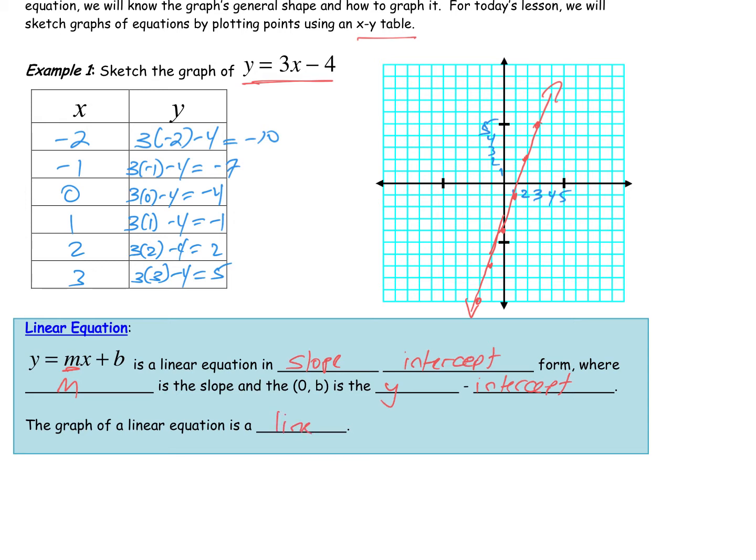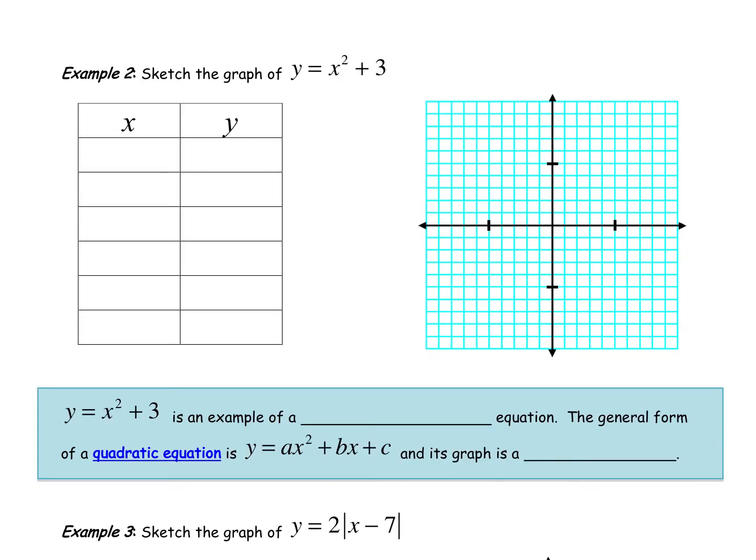So let's go on to example 2. In example 2, we're looking at a new equation. It's y equals x squared plus 3. Even though you probably already know how to graph this, for today, let's assume that we don't know anything about this type of function.